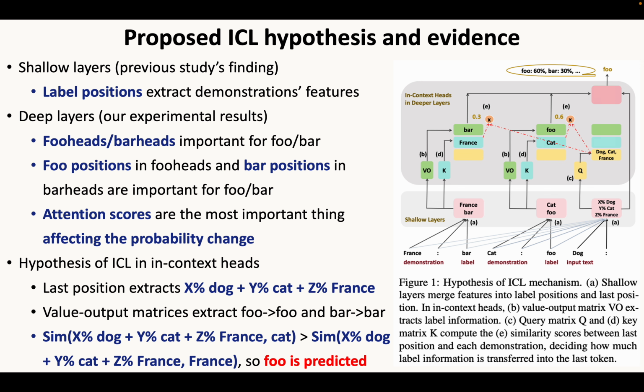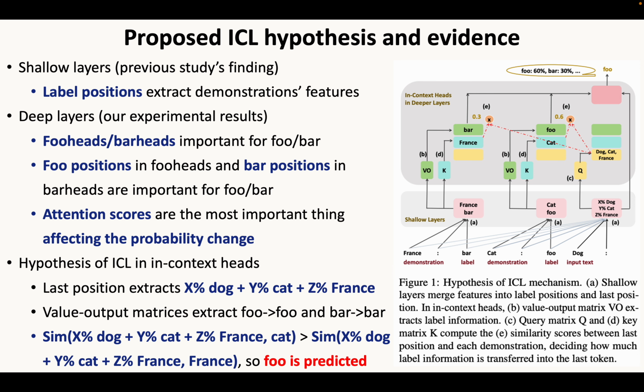Based on this evidence, we propose the hypothesis of in-context learning. Take the sentence in the figure as an example. The sentence is France bar, cat full, dog what? The prediction is full, because full means animal and bar means country.